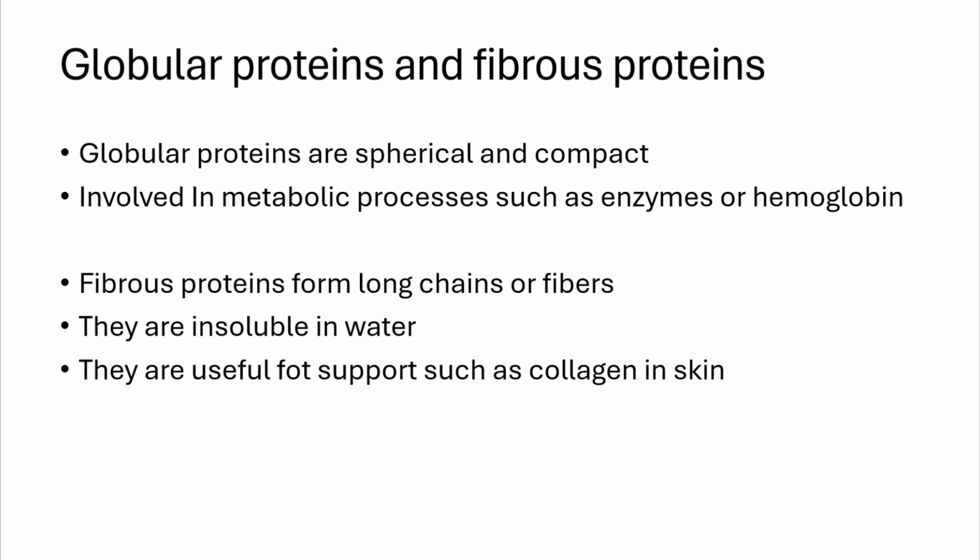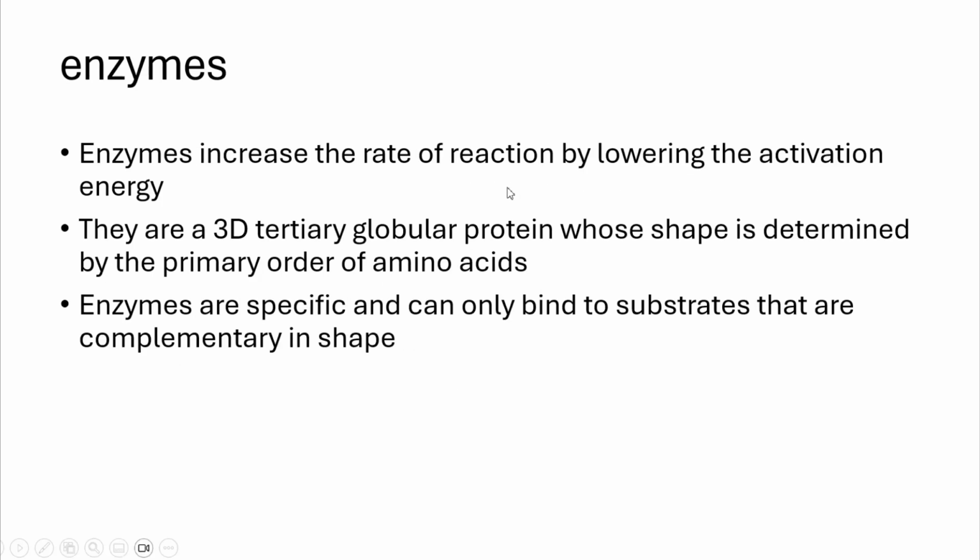Alright, globular proteins and fibrous proteins. This is a very small part of the course, it's not really well covered, but you do need to know about it. Globular proteins are spherical and compact, and they're involved in metabolic processes. These are things like enzymes or hemoglobin. Whereas fibrous proteins form long chains or fibers. They're insoluble in water and they're useful for support, such as the collagen in the skin. So just make sure you know that.